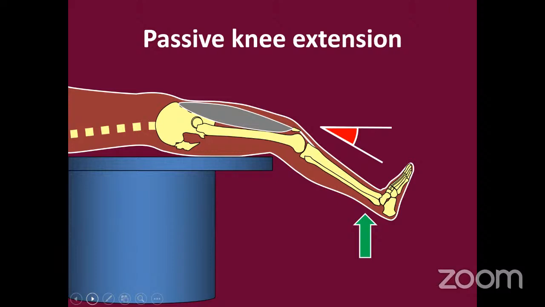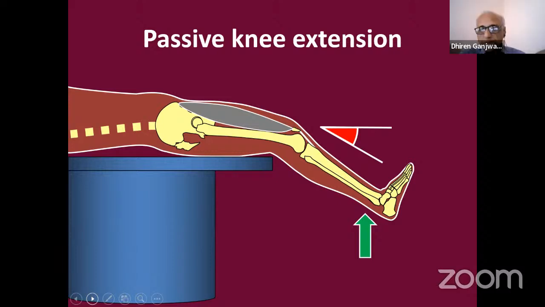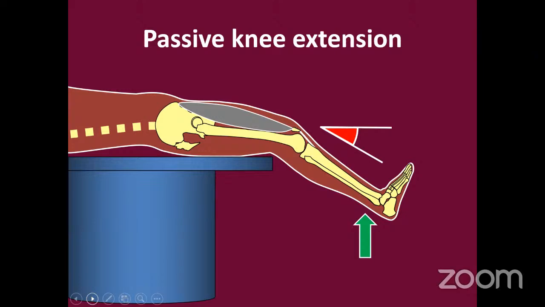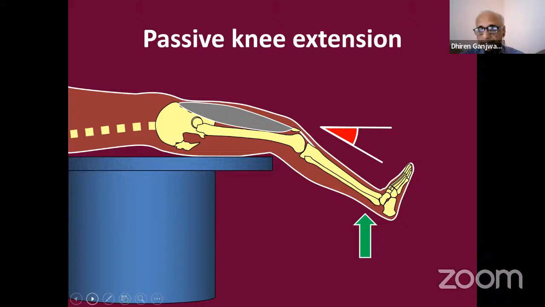It's a lag. Yes. If there is more extension when the passive force is applied, that says there is a lag. If further extension is not possible, what does it suggest? A contracture, or a capsular contracture. So there are two possibilities: either the hamstrings or the capsule is responsible for the lack of further extension.